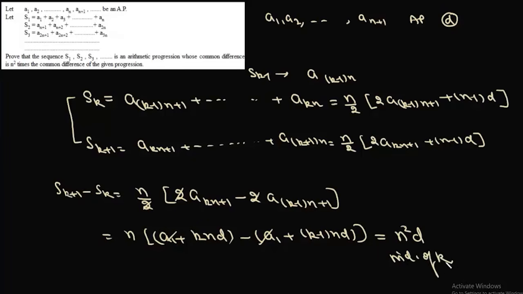Now since it is independent of k, it means this sequence is an AP, and this common difference is equal to n square into d, where d is the common difference of the given progression, and which is what we need to prove in this question.